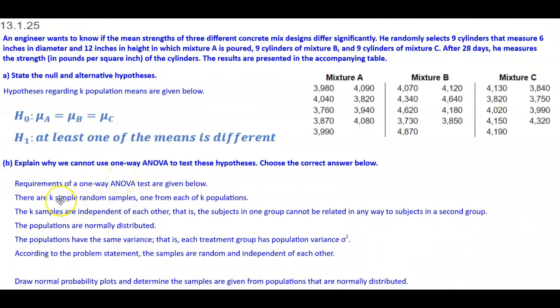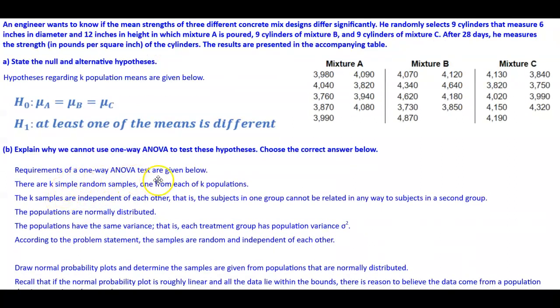So, first and foremost, the requirements of a one-way ANOVA test are given below. There are K simple random samples, 1 from each of the K populations. The K samples are independent of each other, that is, the subjects in one group cannot be related in any way to subjects in the second group. The populations are normally distributed. The populations have the same variance, that is, each treatment group has the same population variance. According to the problem statement, the samples are random and independent of each other.